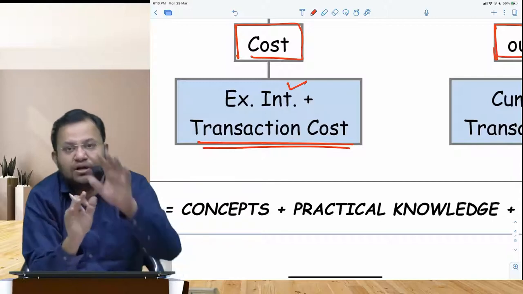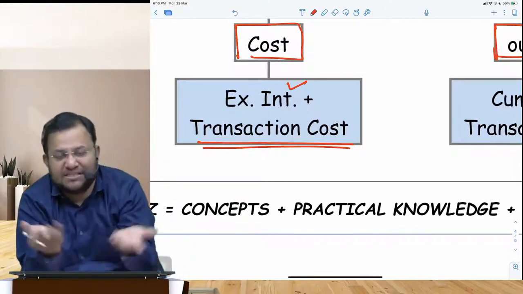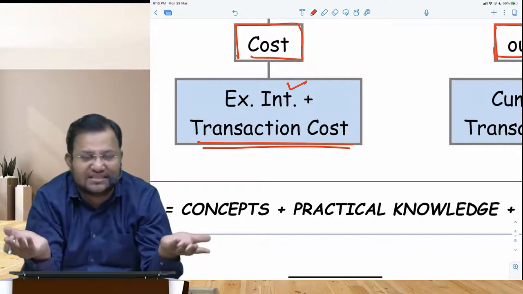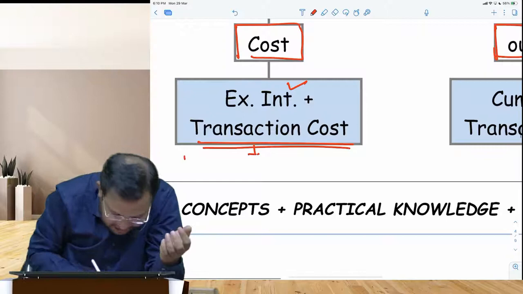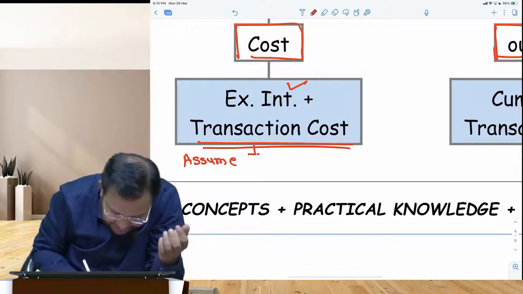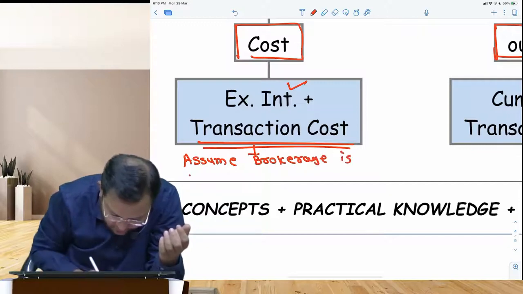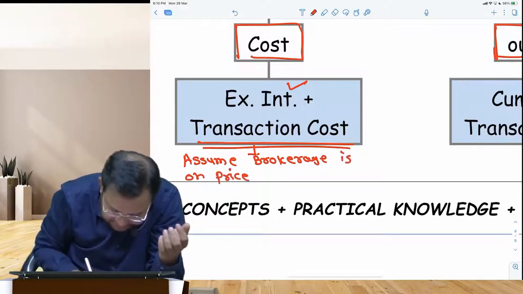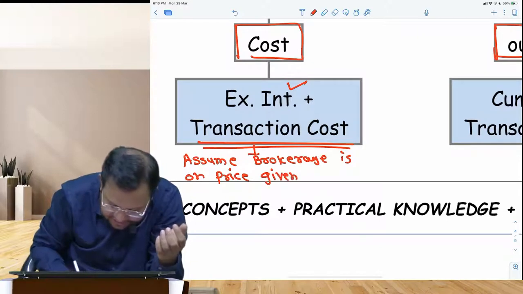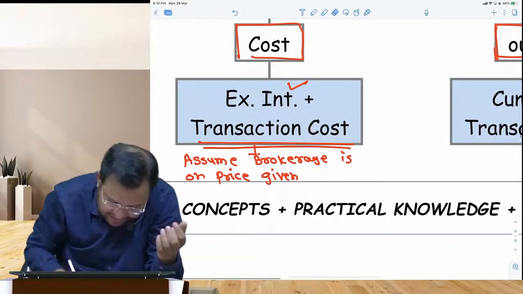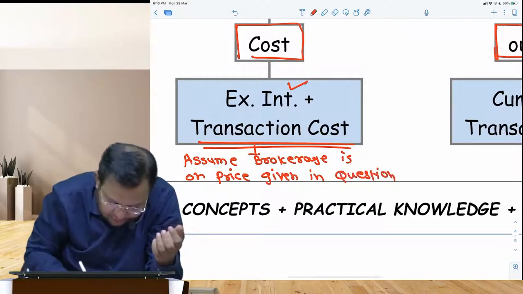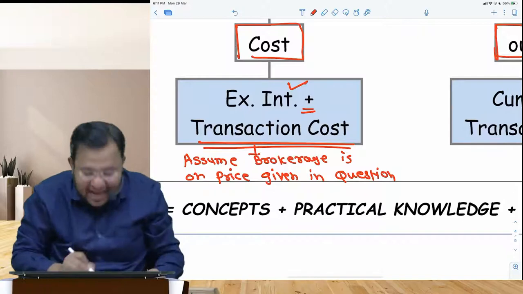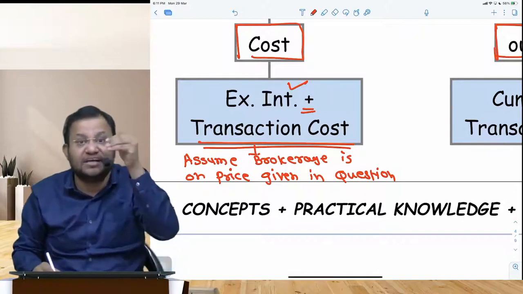Now, brokerage should logically be on cum interest price, because in real life on the stock exchanges, whatever prices are there are always cum interest prices. But for exam purpose, assume brokerage is on the price given in the question. So the price given in the question can be either cum interest price or it can be ex interest price. So at the time of purchase, brokerage is added. At the time of sale, brokerage is deducted.